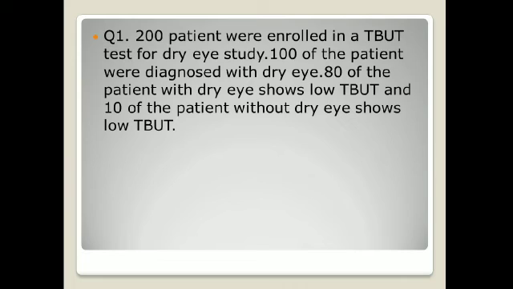Okay, now let's start doing this calculation. Here in this question it says that 200 patients were enrolled in a TBUT test for a dry eye study. So the total number of people who were screened were 200 patients, and this test is done for dry eye, using the TBUT test, which means tear breakup time.